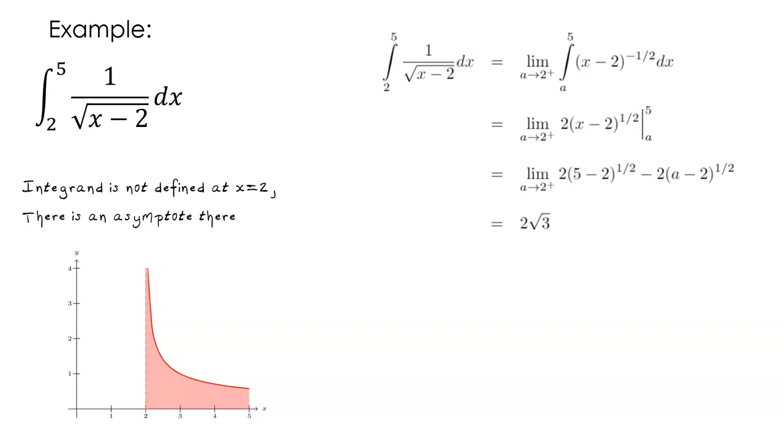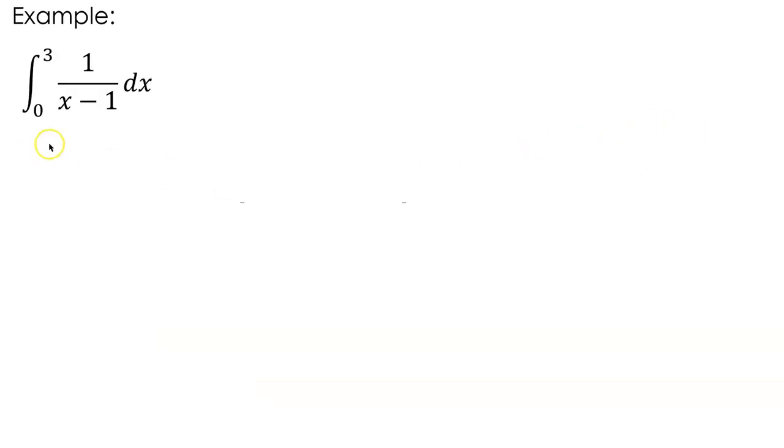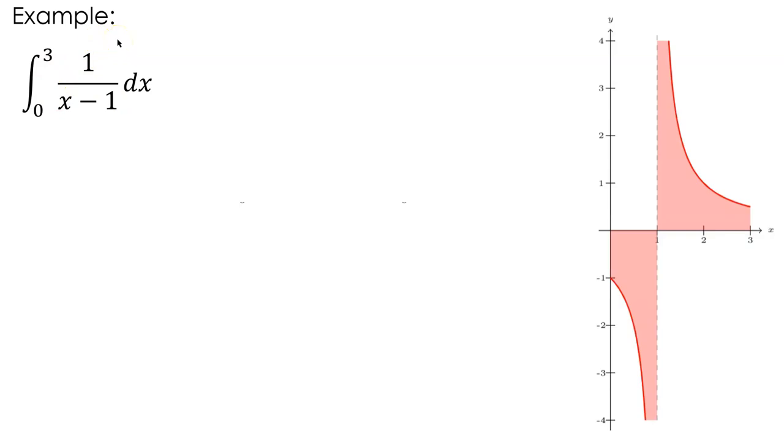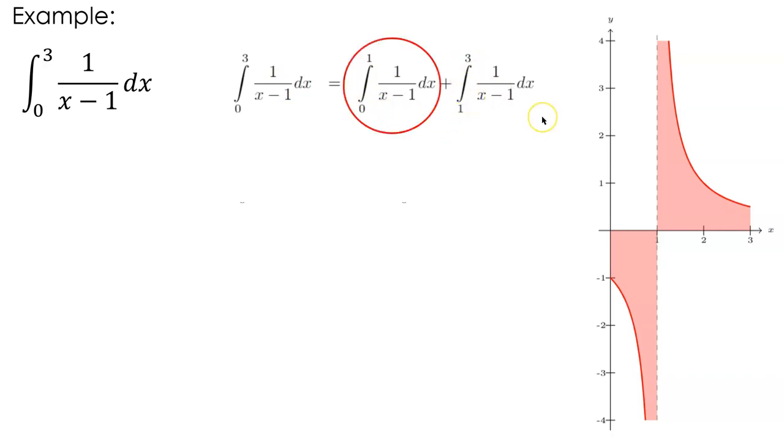Let's look at another example. Look at something like this. I have the integral from 0 to 3 of 1 over x minus 1. Now, the problem is I'm going from 0 to 3, and this function is not defined at 1. I have a big honking asymptote right in the middle. Here's the graph. So we have to break it up where the asymptote is. So I'm going to break this up into the integral from 0 to 1, and then the integral from 1 to 3. Pick one of them to start with.